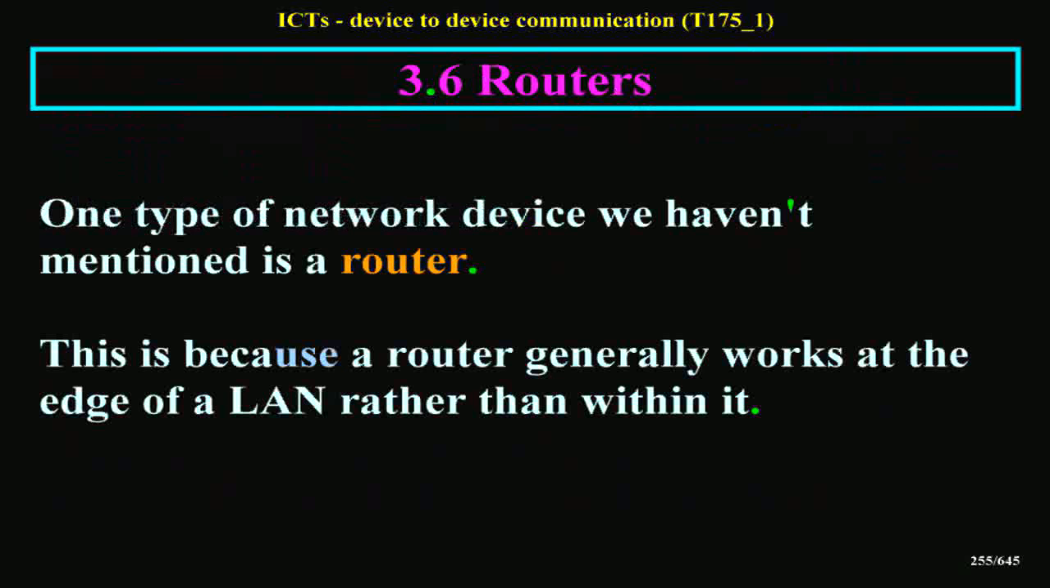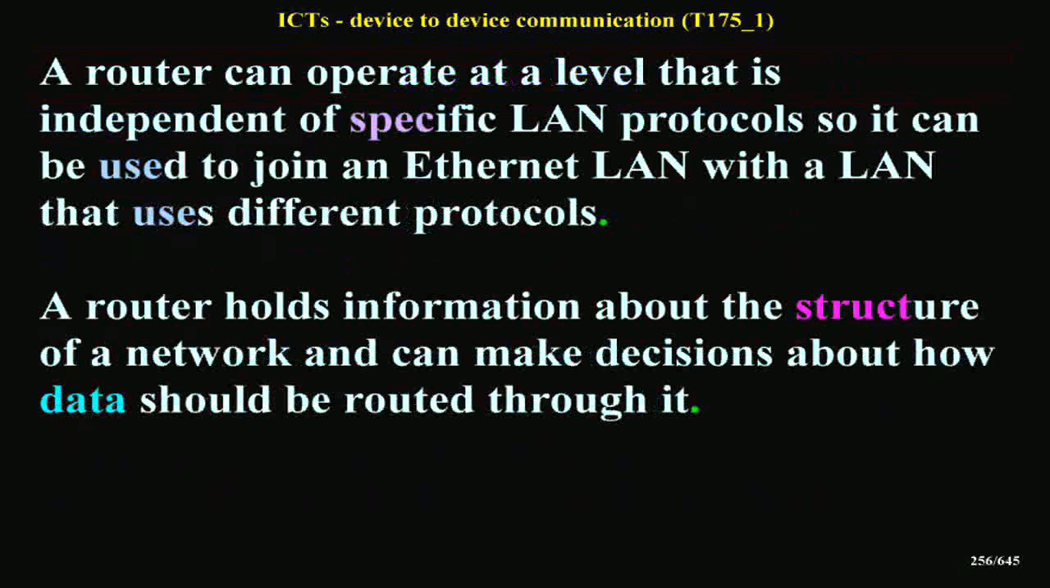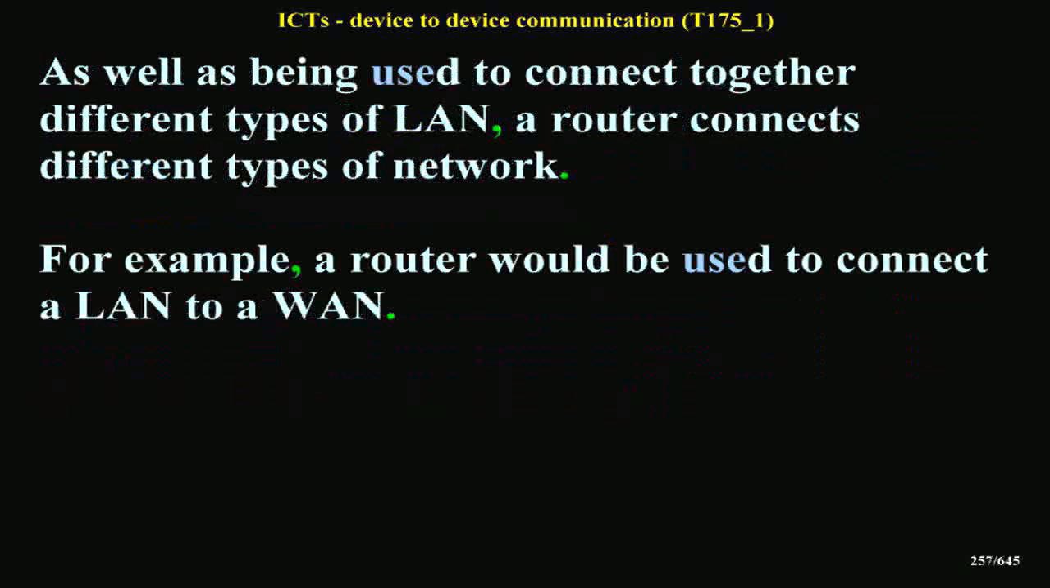3.6 Routers. One type of network device we haven't mentioned is a router. This is because a router generally works at the edge of a LAN rather than within it. A router can operate at a level that is independent of specific LAN protocols, so it can be used to join an Ethernet LAN with a LAN that uses different protocols. A router holds information about the structure of a network and can make decisions about how data should be routed through it. As well as being used to connect together different types of LAN, a router connects different types of network. For example, a router would be used to connect a LAN to a WAN.